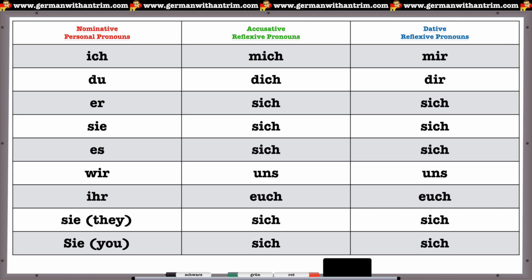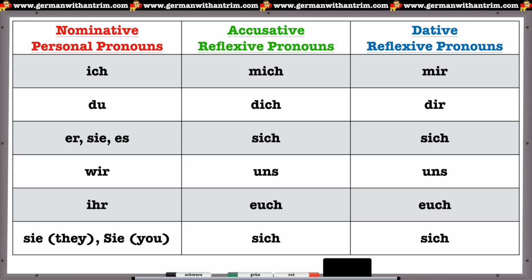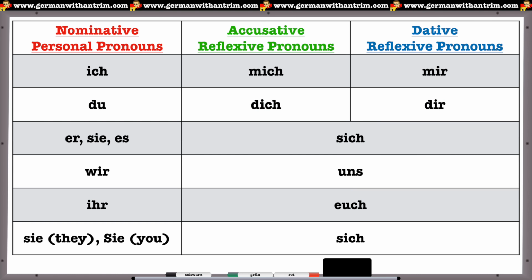With all of the times that sich is used in this chart, you can actually condense the reflexive pronouns chart down to 6 rows, instead of the standard 9. Now our chart looks like this. Some teachers condense this even further because most of the pronouns are the same between the accusative and dative cases. Then the chart looks like this.